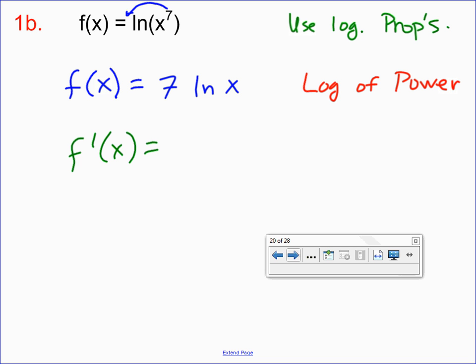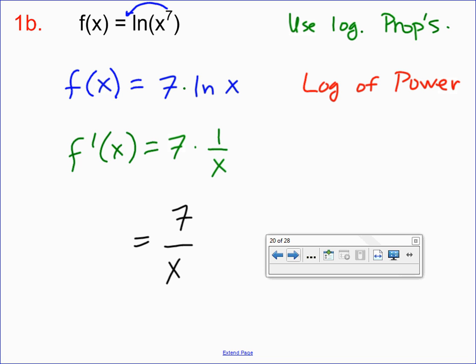Because my input is not a composite function, right? I don't have to utilize the chain rule. I can now just use the constant multiplier. So this becomes 7 times the derivative of ln x. What's the derivative of ln x? That's just 1 over x. So in the final rewrite, I get f prime equals 7 over x.